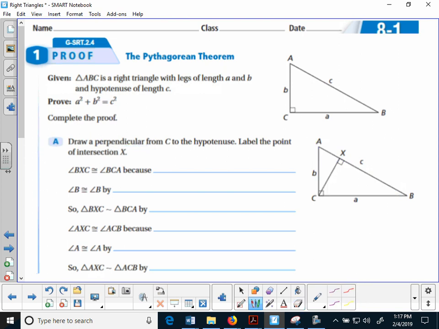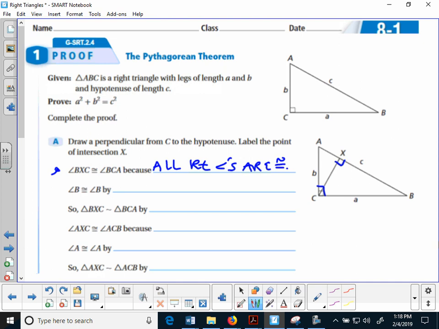The first thing it says is that angle BXC, that is this guy right there, what triangle does that belong to? The medium. Is congruent to angle BCA, which is here. Which triangle does that belong to? The large. What is the measure of both of those angles? 90. So our reason for being able to say that they're congruent is because all right angles are congruent. 90. They're all congruent. It's kind of silly.